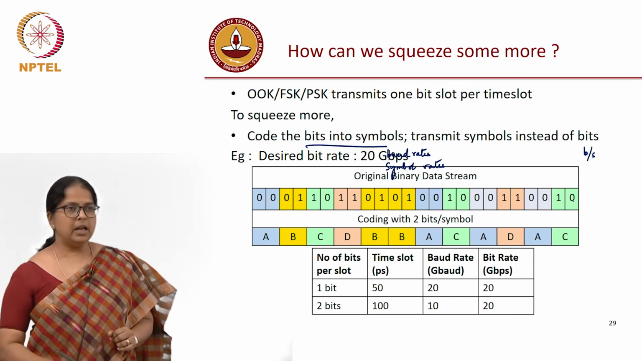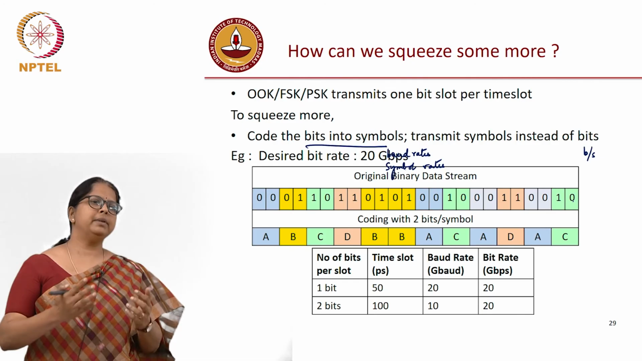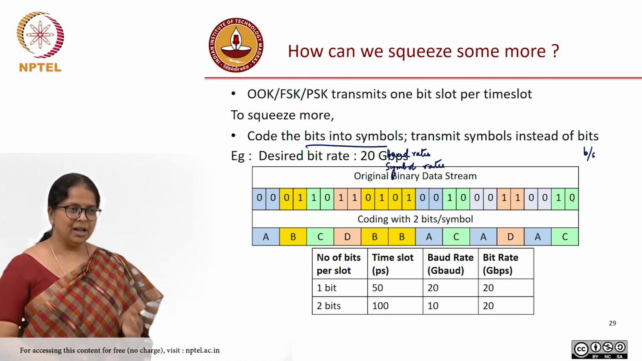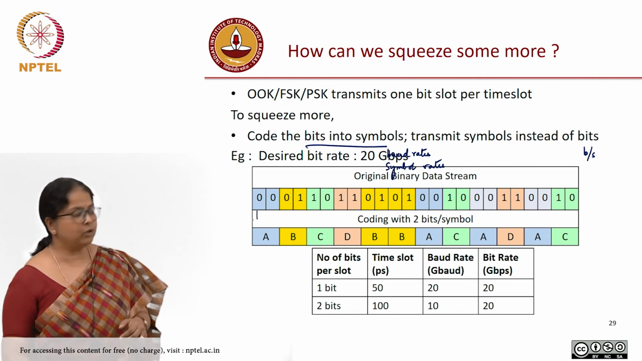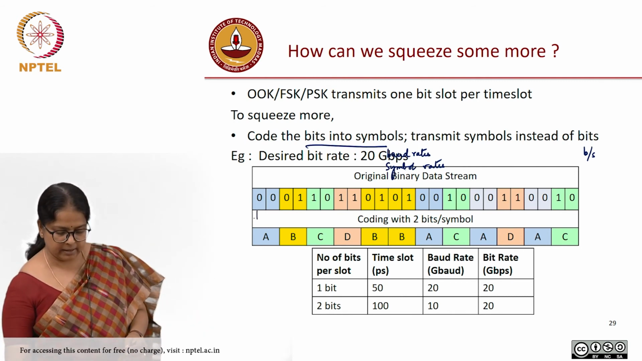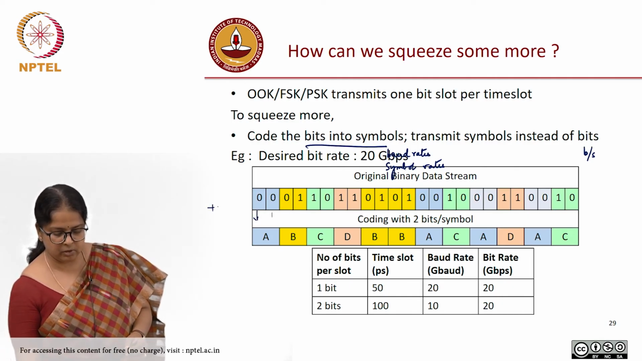If I were to do 1 bit per bit slot, I could do either OOK or PSK. I would say this is 0, then 0. So, if it is OOK, I will transmit a 0, then I will transmit a 0, and then I will transmit a 0, and then I will transmit a 1, and so on.